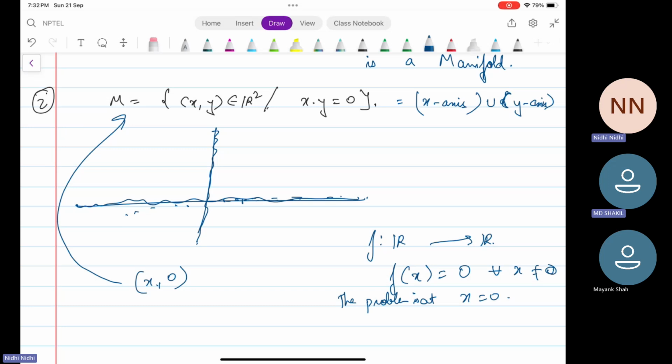So for any non-zero x, if I define f(x) equal to 0, I can cover this x-axis except for the point 0. The problem is at x equals 0. For x equals 0, I am not able to find any function such that its graph gives us the set of these points. And hence, this can never form a manifold.